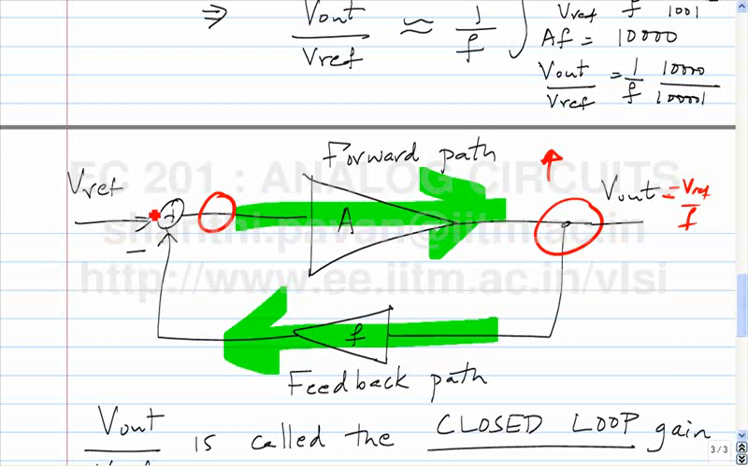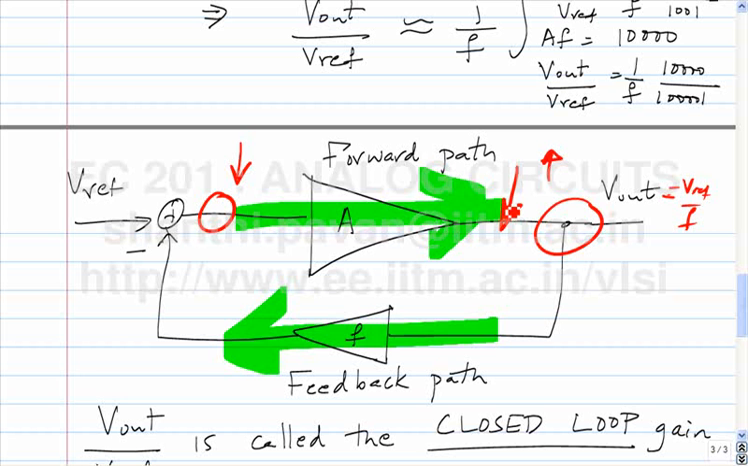Vref still remains the same. The output has, for some reason, been perturbed, and it has become something more than Vref by F. Since the output is more than Vref by F, the forward path is being excited by Vref minus the output. So what happens to the error? Error goes negative, and what does the amplifier do? It tries to pull this output in the opposite direction.